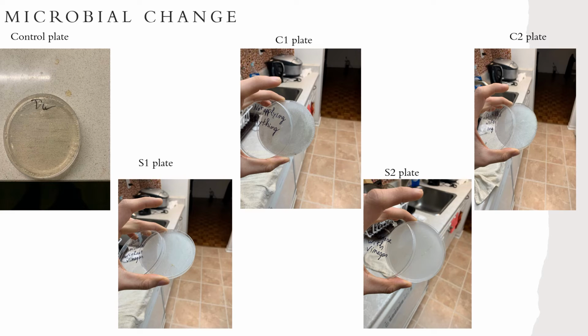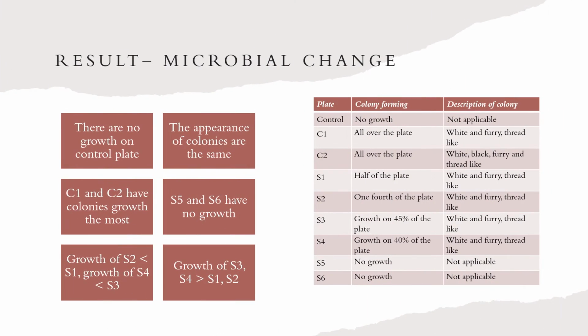I have the pictures of the growth after 3 days of incubation at room temperature. All the growth is thorough, meaning they are the same. And I will summarize the results in the next slide. So this is the result for microbial change. There is no growth in the control plate, meaning the distilled water is sterile. The appearance of colonies in every plate is the same, which means that there is no contamination from an outside source. Samples C1 and C2, which are the controls, have an equal amount of growth, meaning that the media I use in this experiment does not promote growth.